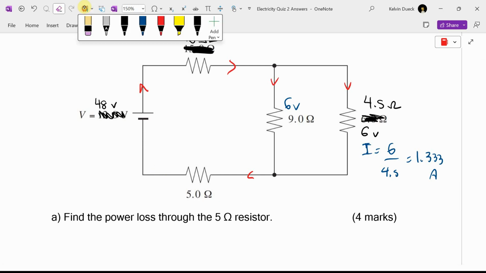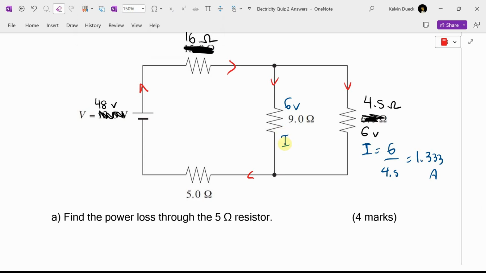I can get the current here then as well. It's going to be 6 divided by 9. That's divided by 3, divided by 3. That's 0.667 amps, I believe. Yes? And I'm going to use a little digital ink magic just so that I don't get confused. I'm going to put that there so it's next to the resistor a little more clearly.